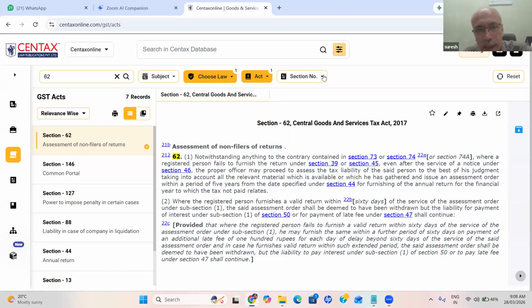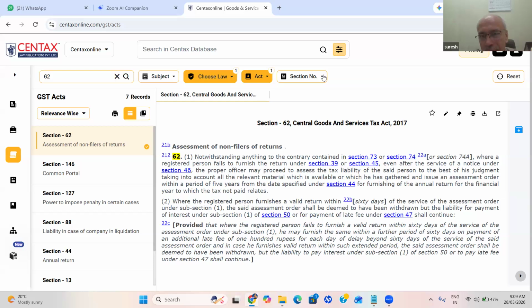Yes, so this is the section. I think the screen is visible to everybody. It's assessment of non-filer of returns. So what does 62 say? Section 62 starts with a non-obstante clause: notwithstanding anything to the contrary contained in section 73, 74 or 74A. This non-obstante clause says that we don't have to follow the rigorous, lengthy provisions and procedures prescribed in 73, 74, or 74A.